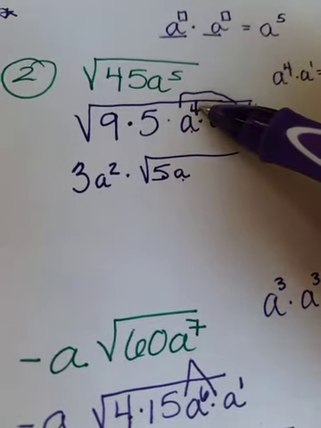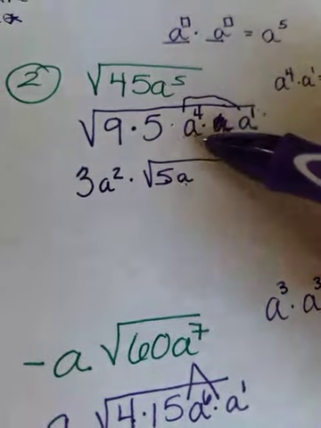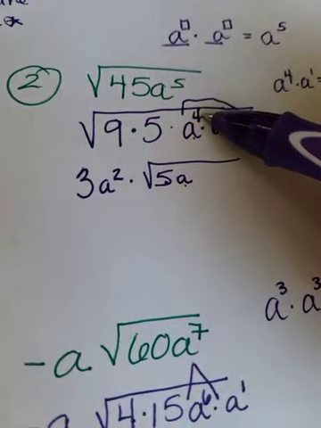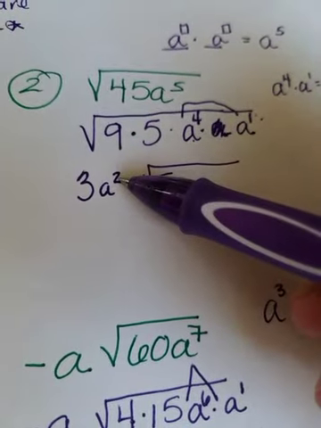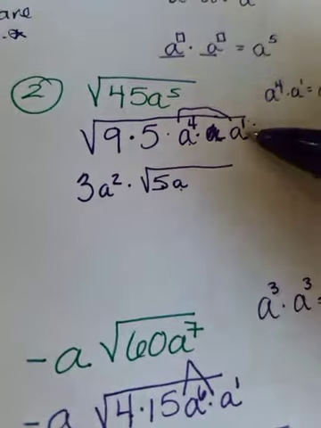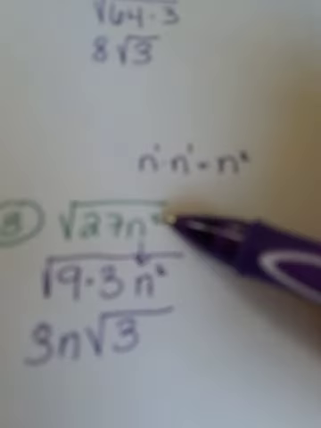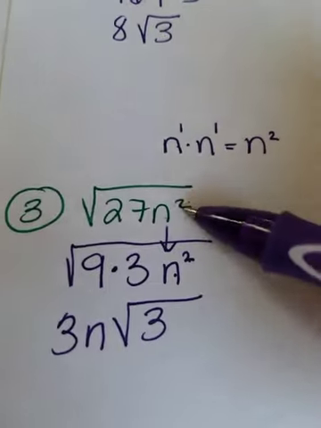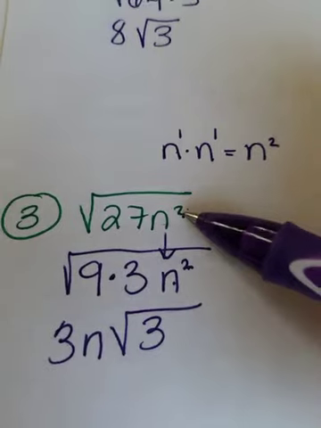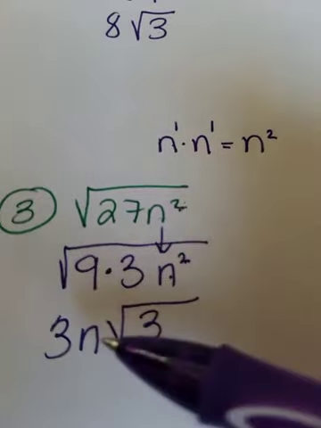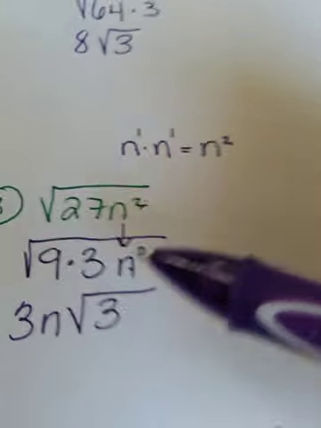So, when you have the even power, you're really just dividing it by 2. So what's 4 divided by 2? 2. So you have an a squared on the outside. A to the first stays on the inside. Over here, come on and focus. You had n squared. Okay, it's even. 2 is even. What's 2 divided by 2? 1. There's your n to the first.